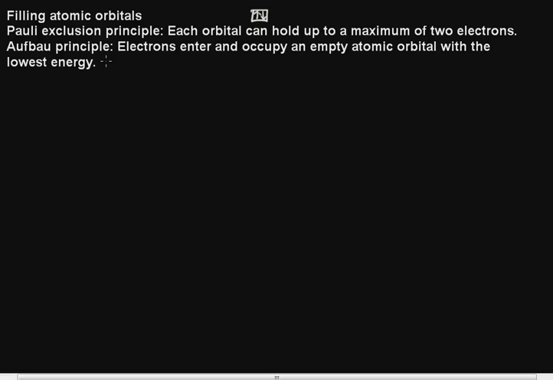The second principle is the Aufbau principle, which states that electrons always tend to occupy atomic orbitals with the lowest energy first, followed by those with greater energy. In other words, electrons tend to enter orbitals that are closer to the nucleus, which have lower energy, followed by those further apart from the nucleus, which have greater energy.